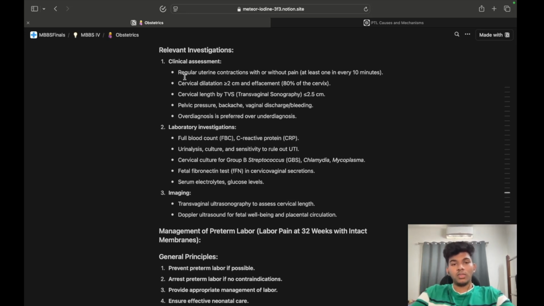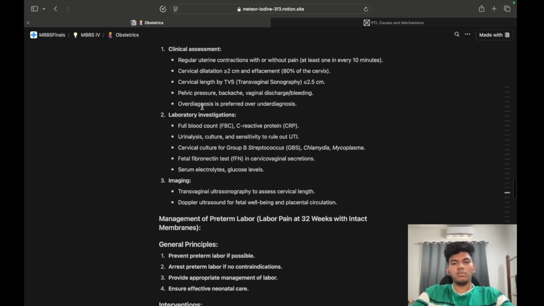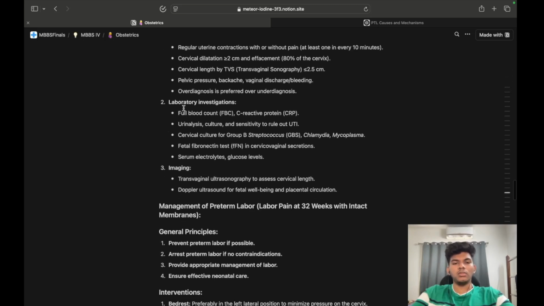Yeah, so clinical assessment mainly is looking at the first stage of labor, and here there is something extra like pelvic pain, pelvic pressure, backache, vaginal discharge and bleeding, overdiagnosis and better over underdiagnosis.